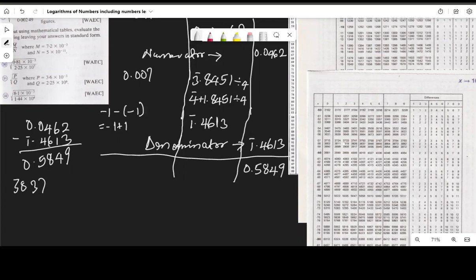3837. Difference of 9, 58. Difference of 9 is 8. That is 15 there. 4, 8, 3. I have 3, 8, 4, 5. The characteristic here is positive. We're adding 1 there. That is 1. So our answer will be 3.845. Let me write that clearly.